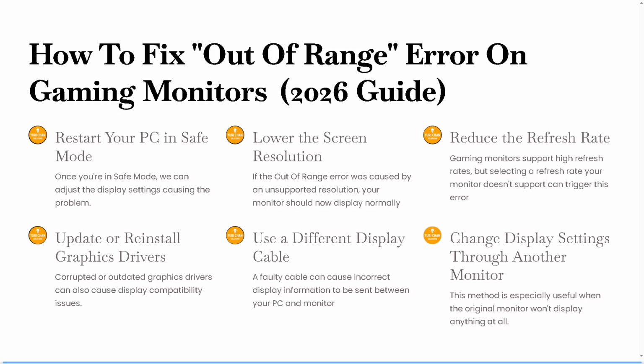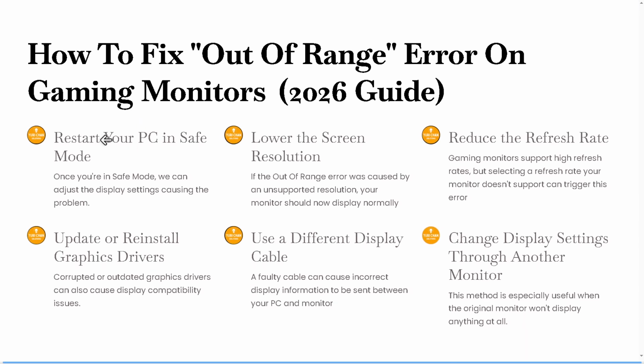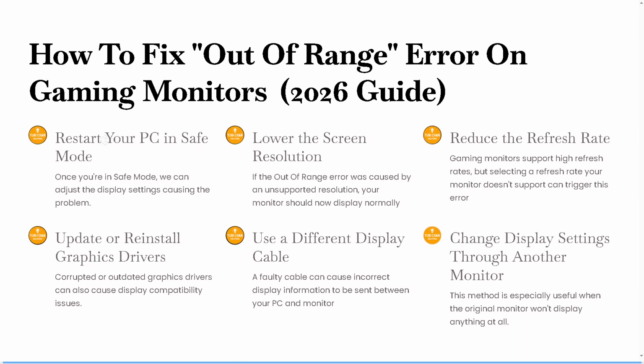Are you getting an out-of-range error on your gaming monitor and can't see your desktop or game properly? This error usually happens when your computer is sending a resolution or refresh rate that your monitor doesn't support. So in today's video, we will show you several methods to fix the out-of-range error and get your display working again. The quickest way to fix this issue is by starting Windows in safe mode, which loads basic display settings.